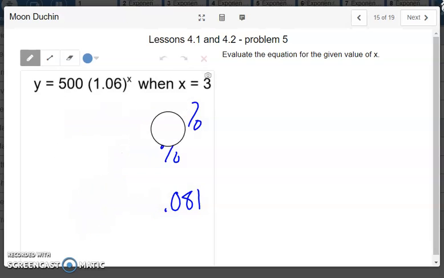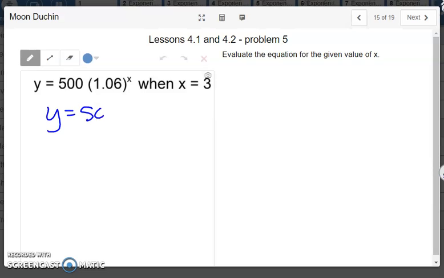This problem here was real similar to the first problem in this assessment. We're replacing the x with the value of 3.